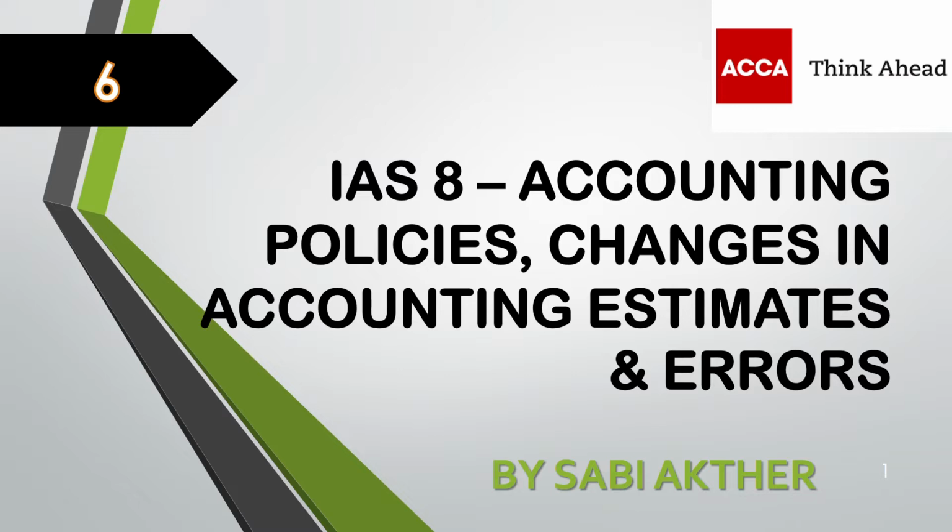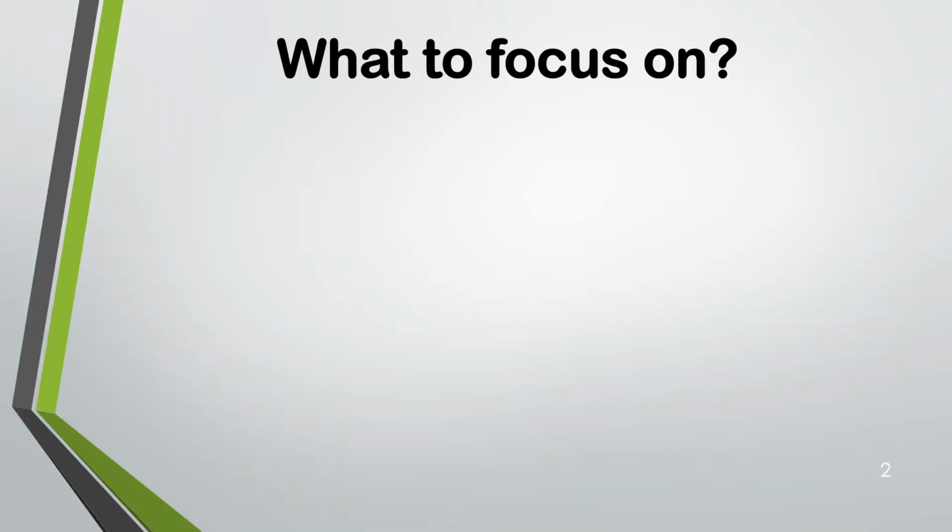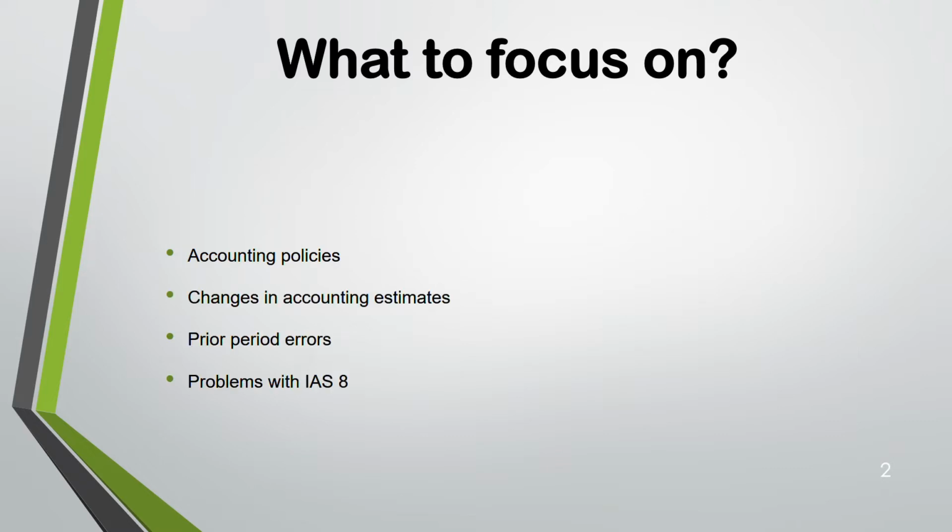This is a very short lecture, short and sweet, and something which is very easy. But in the exam, it's a little bit difficult to identify whether it's a prior period error or accounting policy or an accounting estimate. If you're able to do that, then the rest is easy. So here we are going to focus on accounting policies, changes in accounting estimates, and prior period error. Also the problem with IAS 8.